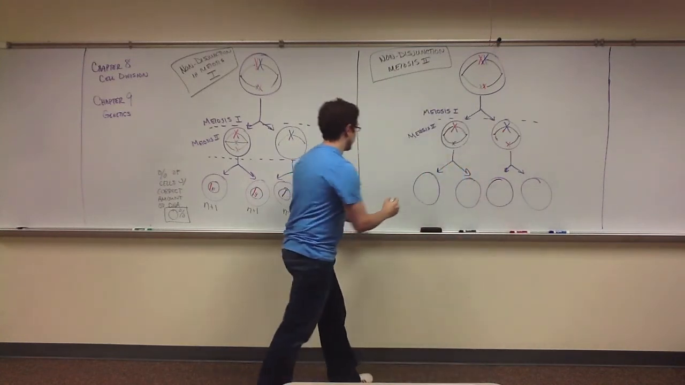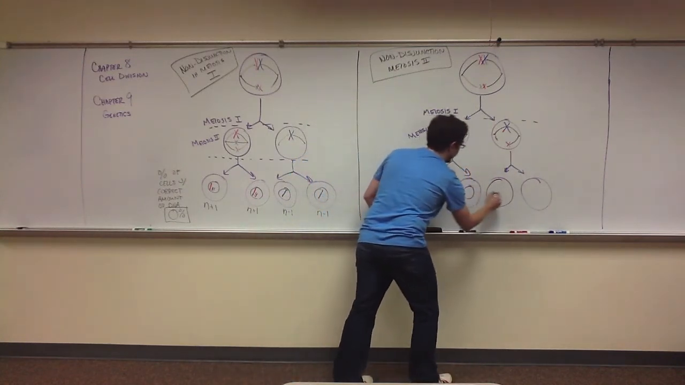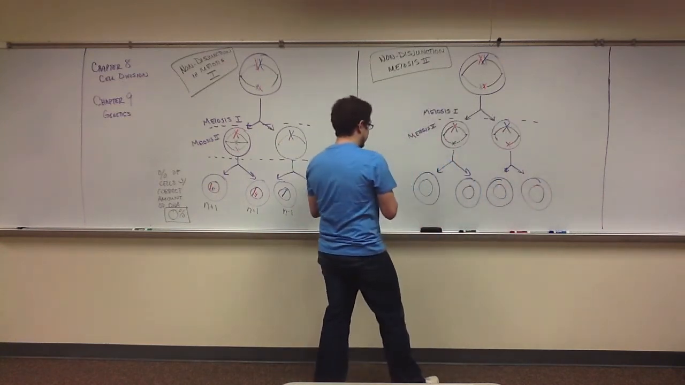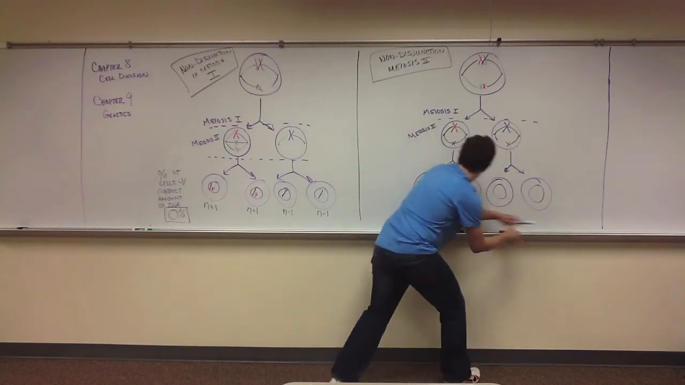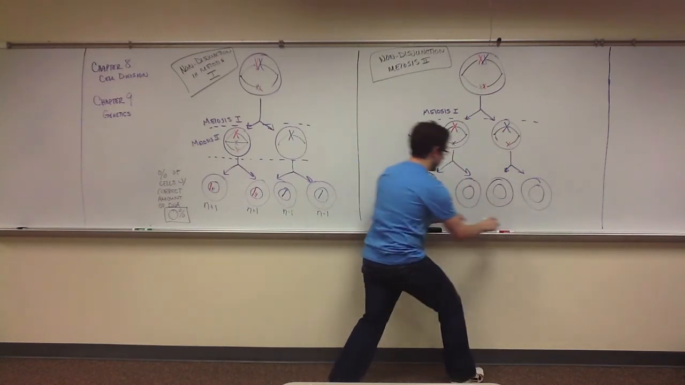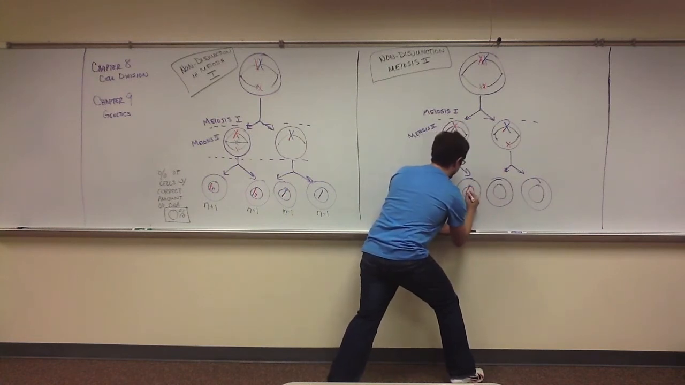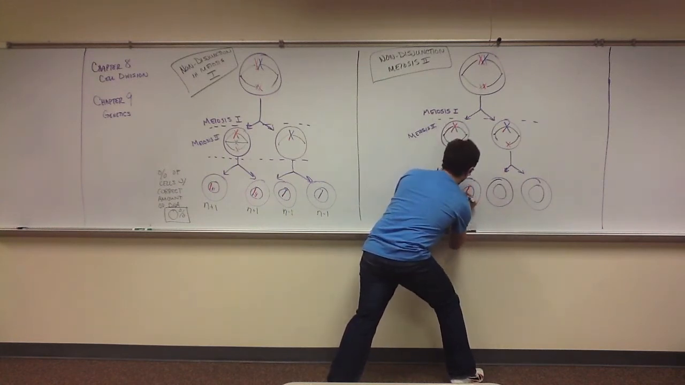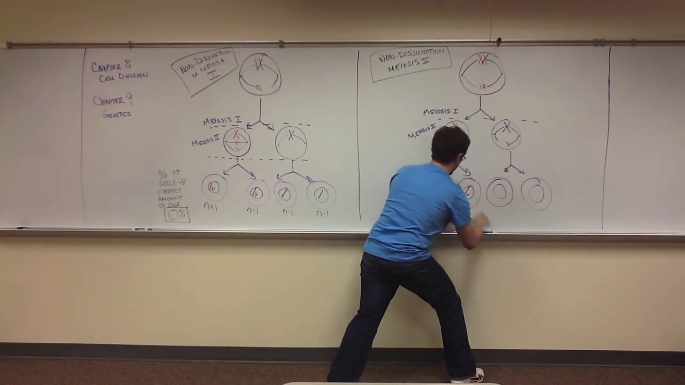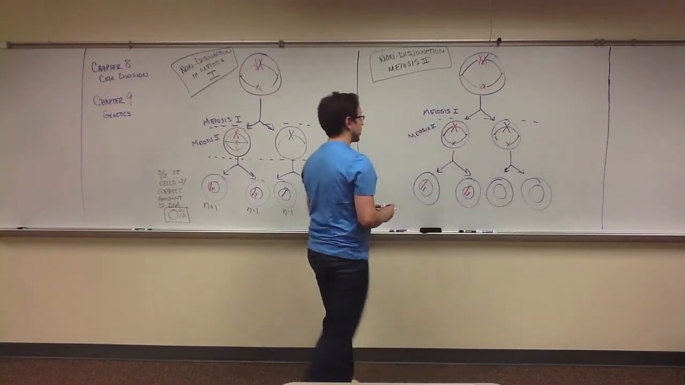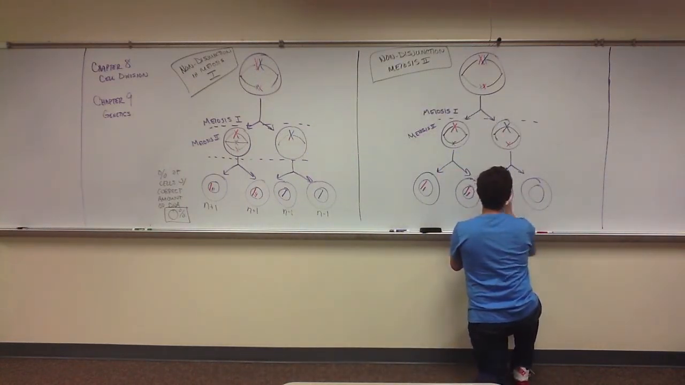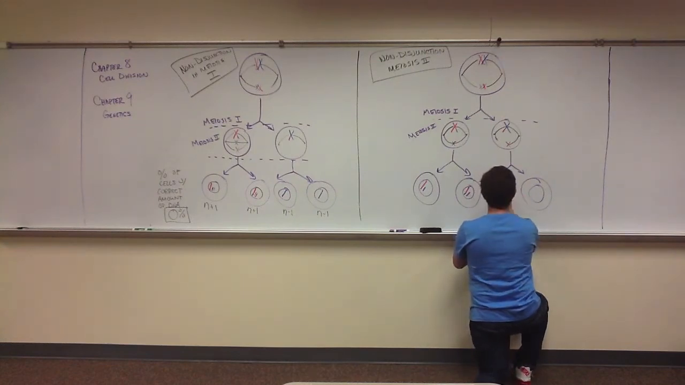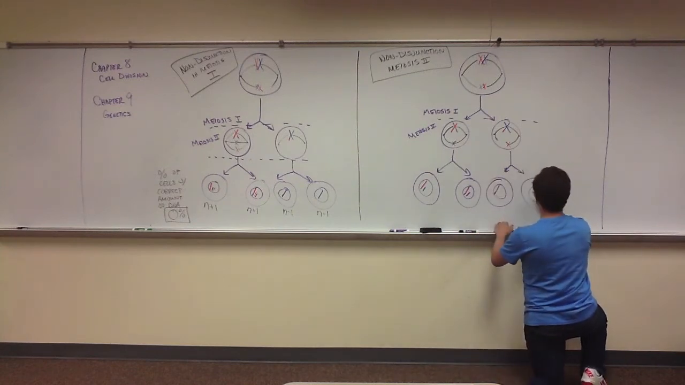Okay. So, nuclear envelope reforms. Okay, in this first one, what I'll see is something that looks like this. In the second one, I'll see something that looks like this. In my third one over here, I'm going to see something that looks like this. Okay? And then in my final one, I'm going to see something that looks like this.